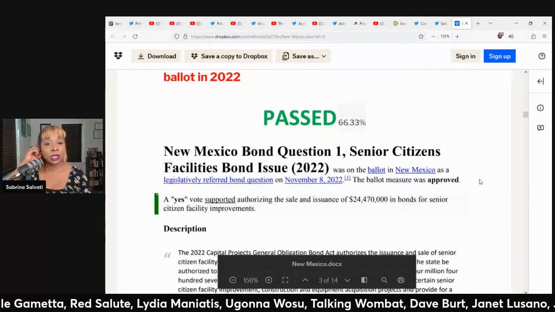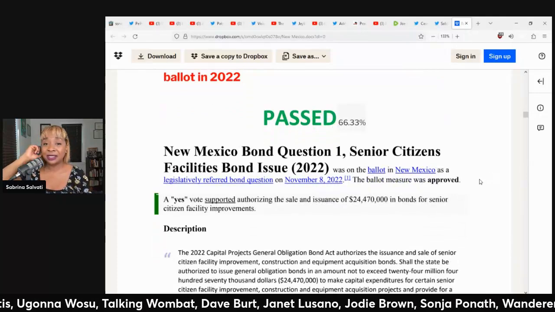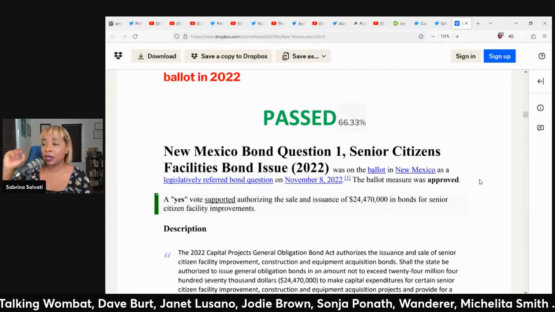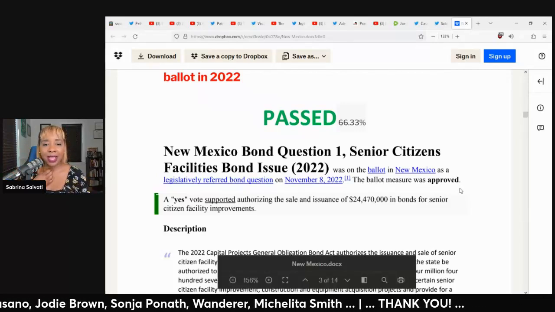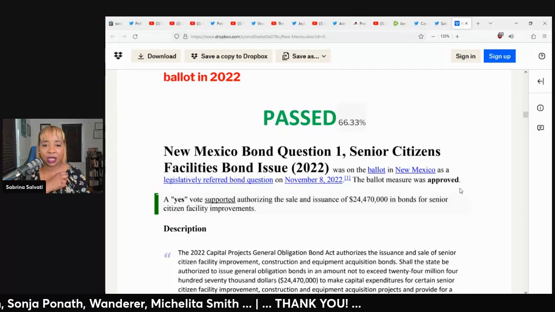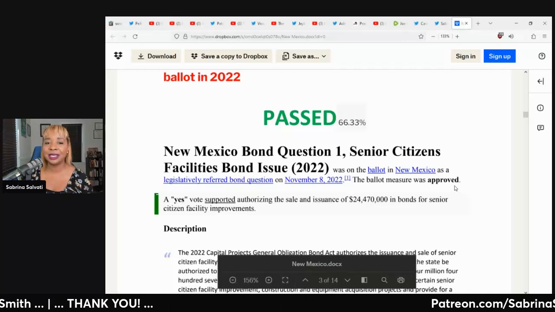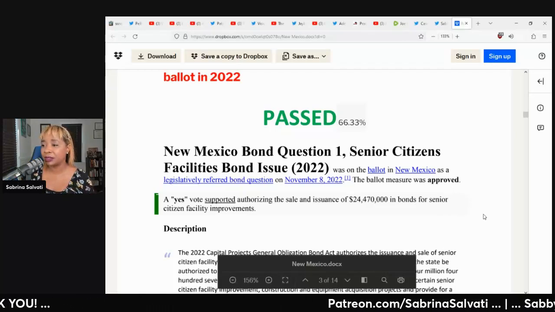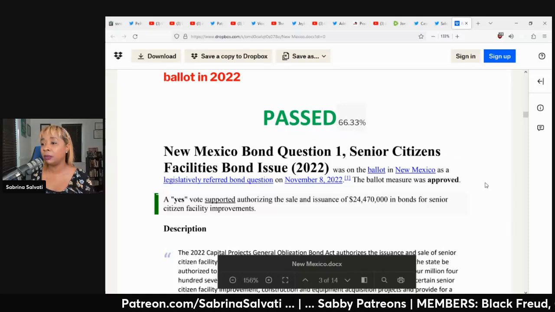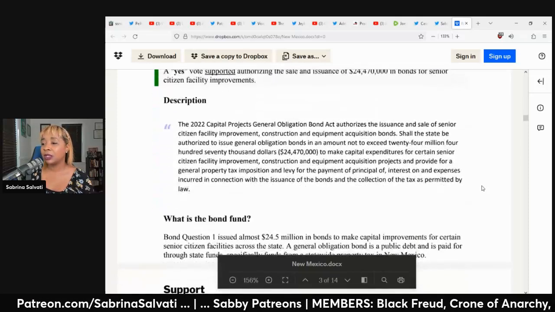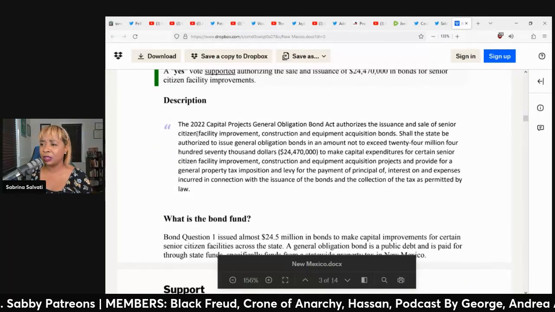Passed: New Mexico Bond Question 1, Senior Citizens Facility Bond Issue, 2022. A yes vote supported authorizing the sale of issuance of over 24 million in bonds for senior citizen facility improvements. This measure passed by 66.33%. So that is interesting there. Unfortunately, I can't make this bigger, so bear with me.